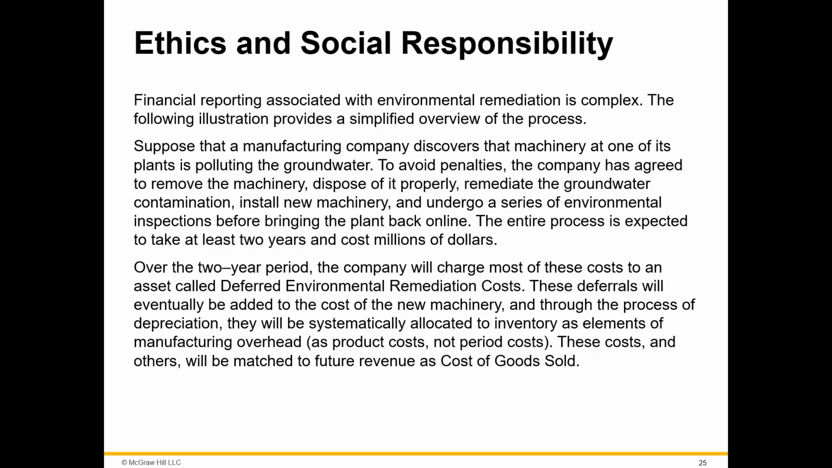The question is, where should those charges go, right? And so let's see what the decisions look like. Over the 2-year period, the company will charge most of the costs to an asset called deferred environmental remediation costs. Okay, these deferrals will eventually be added to the cost of new machinery. Once they're included as the cost of machinery, they're going to go through depreciation and be allocated to inventory as product costs. Okay, so that's how we've chosen to charge that essentially.